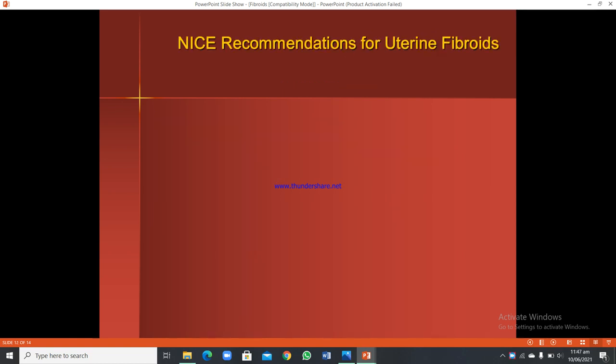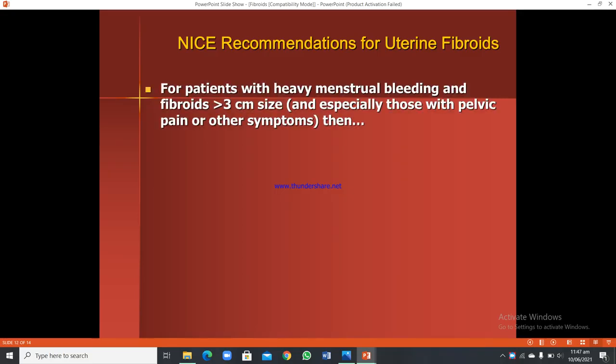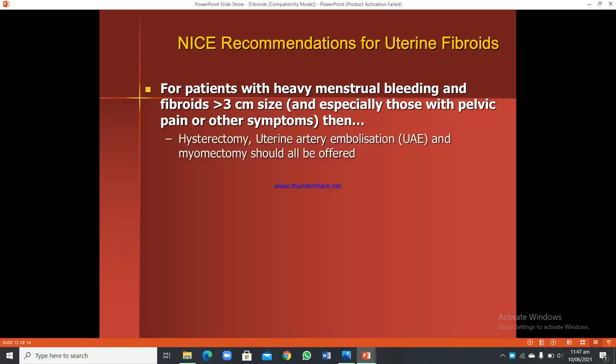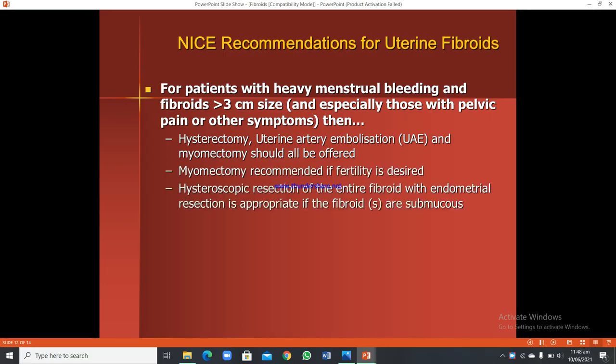NICE recommendations for the uterine fibroids. For patients with heavy menstrual bleeding and fibroids more than 3 cm size, and especially those with pelvic pain or other symptoms, then hysterectomy, uterine artery embolization, and myomectomy should all be offered. Myomectomy is recommended if fertility is desired. Hysteroscopic resection of the entire fibroid with endometrial resection is appropriate if the fibroids are submucous.